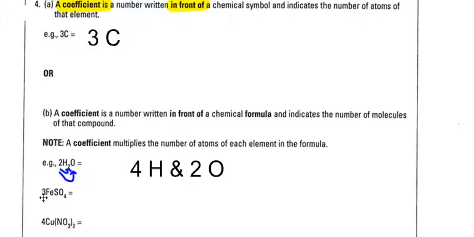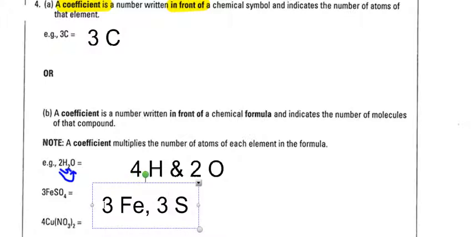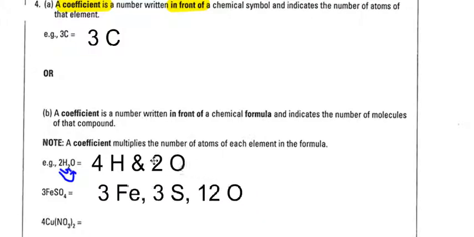Over here, this means I have 3 sets of FeSO4. So there I'll have 3 irons, 3 S's, and 3, now each FeSO4 has 4 oxygens, but if I have 3 sets of them, 4, 4, 4, or 3 times 4, 12 oxygens. Okay, so once again, just think of it as how many groups you have.